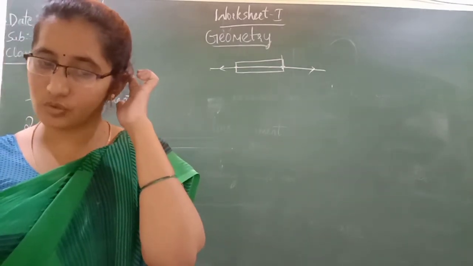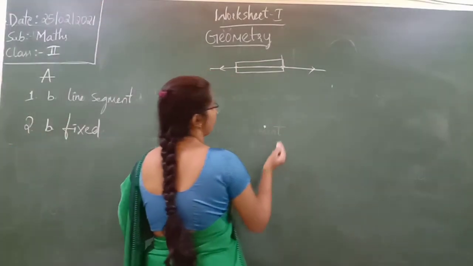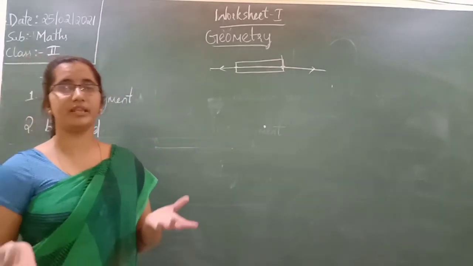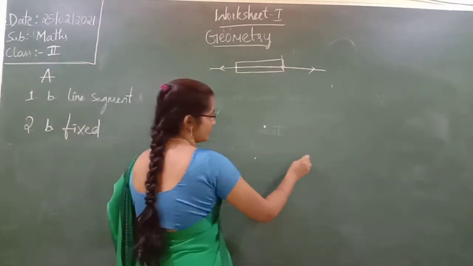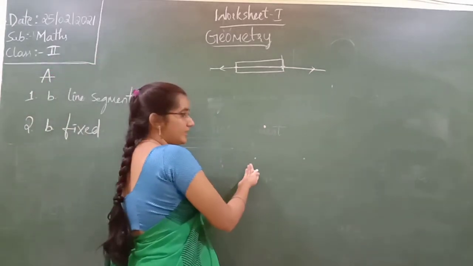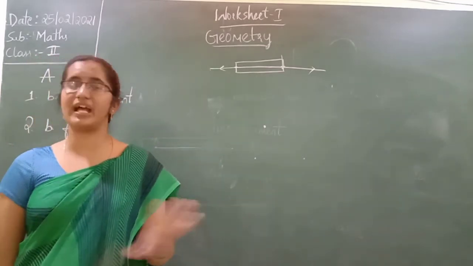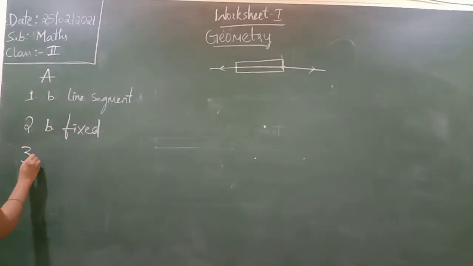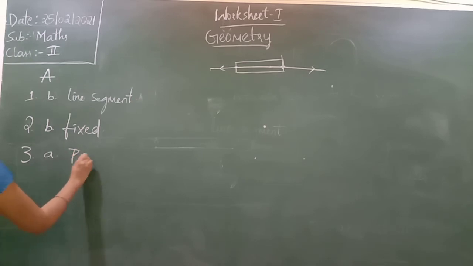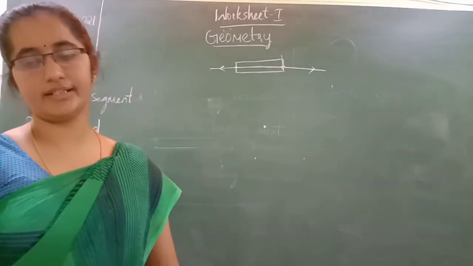Next, a point has only position, length, breadth. Length and breadth are measurements. But a point will have some position. It is there, it is in the upper one, it is the down one, this is the side one. We have a position for the point. It doesn't have any length or breadth. So what is the answer there? Position.